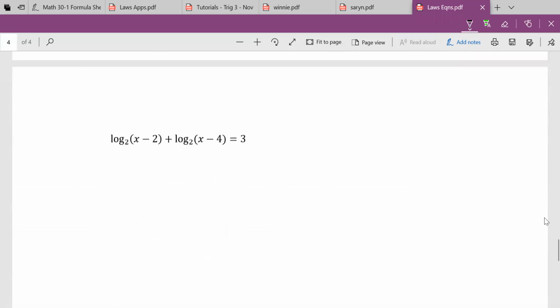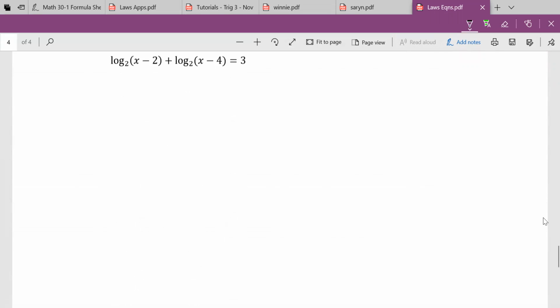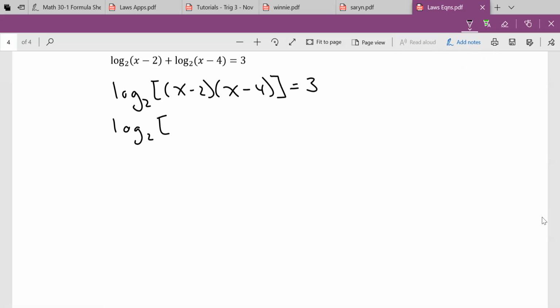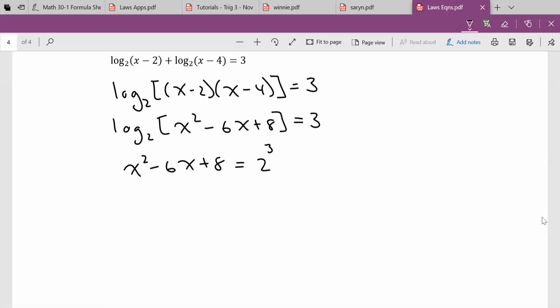So our most complicated one is this. Well, here's where I'm going to use my laws of logs. I'm going to simplify these together first. Big brackets, parentheses. These are multiplied together. That's what my law of logs tells me. I'm going to simplify inside my brackets first. x squared minus 6x plus 8 is equal to 3. Unknowns inside my logarithm, so I'll turn it into an exponential. Base stays the same, the other two parts switch.